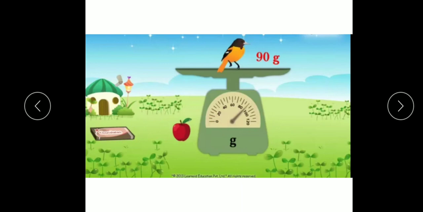So in this way, we measure the weight of different objects using a simple balance or an electronic balance. And the standard units of weight are kilograms and grams. With the help of these units, we can measure different weights.